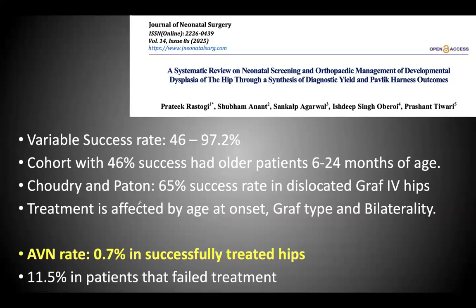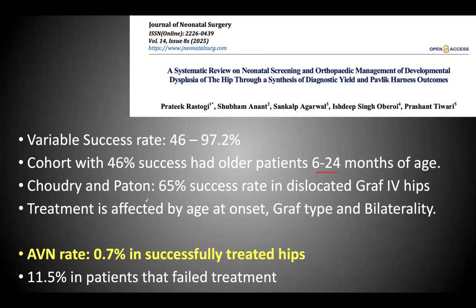So recently there was this systematic review which was published on the outcomes of Pavlik harness, which reported a slightly variable success rate between 46 to 97%. So I looked up this article, and the cohort which had 46% success rate, they had included patients between 6 to 24 months of age. So it's quite high an age to try Pavlik harness. So it's understandable that the success rate is going to be lower than what you would normally expect.